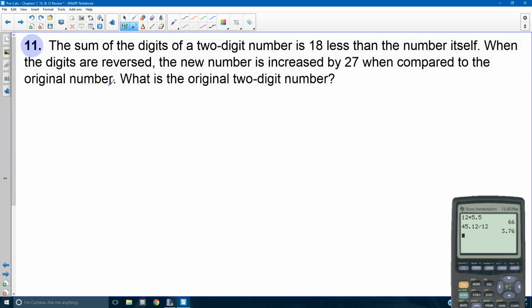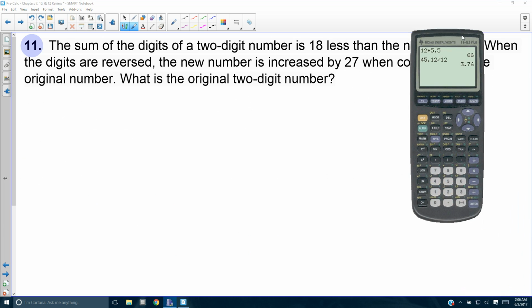Number 11, the last word problem here. The sum of the digits of a 2-digit number is 18 less than the number itself. When the digits are reversed, the new number is increased by 27 when compared to the original number. What was the original 2-digit number?